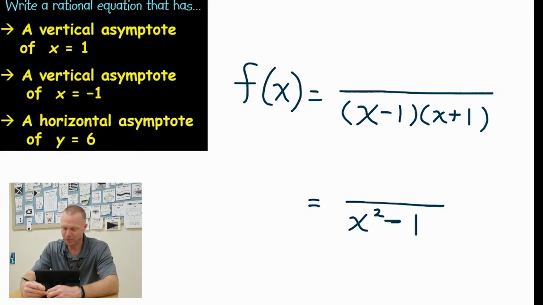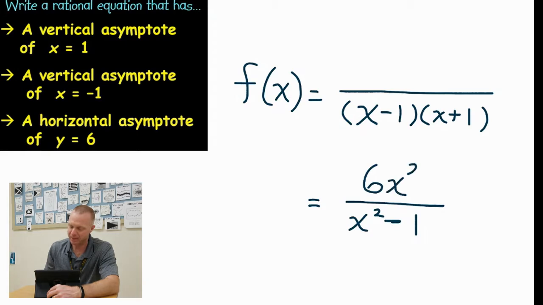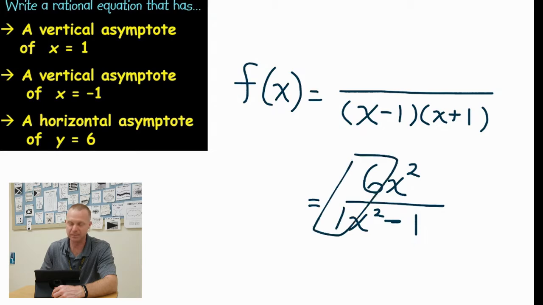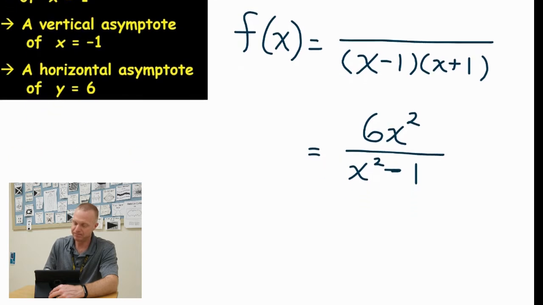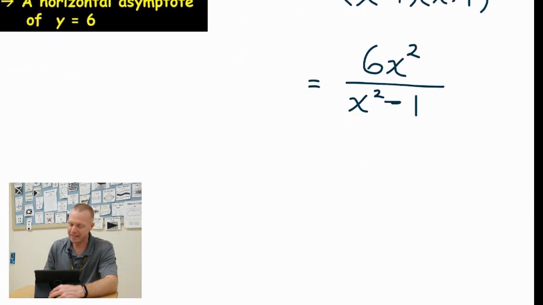So how's your horizontal asymptote? Now, you've got to be careful. But if you put a 6x squared up here, that doesn't change the denominator. What it does do, though, is allow you to have equal degrees. And so I think we can use 6 over 1 to say that our horizontal asymptote is going to be at 6. Okay, so 6x squared over x squared minus 1. But it's not the only correct answer.